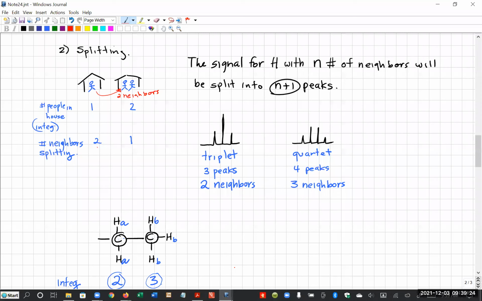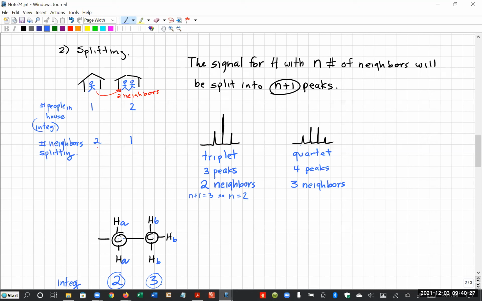Okay. Well, how does that work? Well, there's a basic rule. It's called the N+1 rule, and it says the signal for a hydrogen that has N number of neighbors will be split into N+1 peaks. So if you have N+1 peaks, that means that that hydrogen has N number of neighbors. Now, there's some patterns that we see. Probably two of the most common are this, where you have 3 peaks. They actually have this sort of relative height for reasons that we will talk about next semester. But basically, we call this shape in the NMR a triplet. It's 3 peaks. And because it's 3 peaks, N+1 equals 3, that means we have 2 neighbors, right? If N+1 is 3, then N is equal to 2.